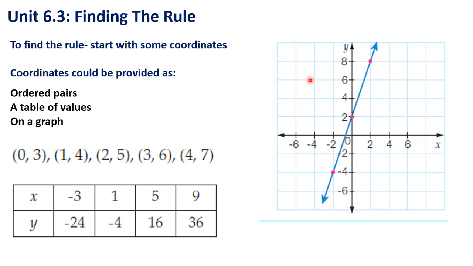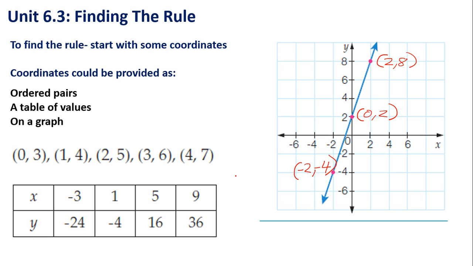So we will already have the linear graph, and we've got to work out what the rule is that describes this graph. So to do that, you would need to pick a few points on the graph. So we might say here we've got this point, which is 2, 8, because it's 2 on the x, then 8 on the y. This one is 0, 2. This one is negative 2, negative 4. Negative 2 on the x down to negative 4 on the y. So we can find a few coordinates from the graph and then use those to find the rule.